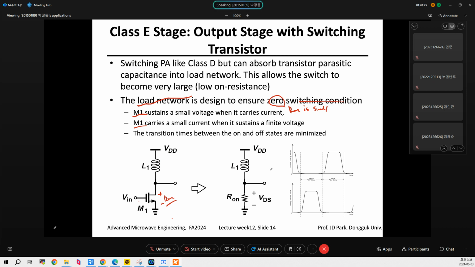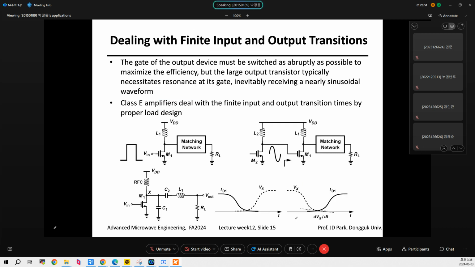So it has to be minimized, which means when it turns on and off, this transition has to be very fast. Otherwise, if this is smoothly going up, then definitely there will be an overlap region. This is not good. So theoretically, it's something like this. We have to deal with finite input and output transition, as we've seen before. That is the most critical point for the class E amplifier.